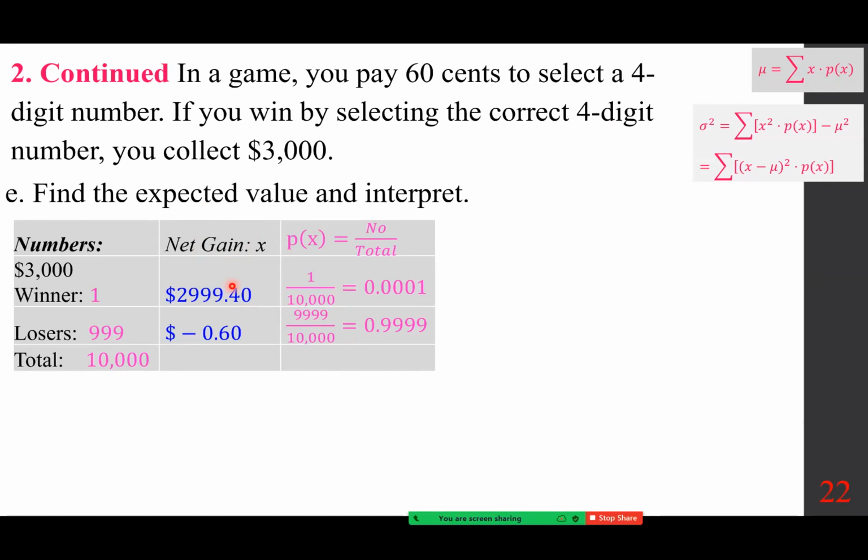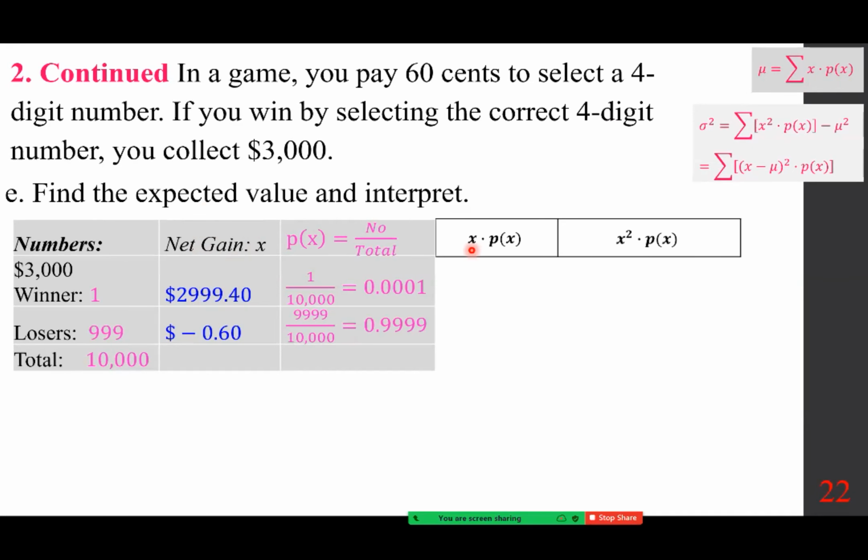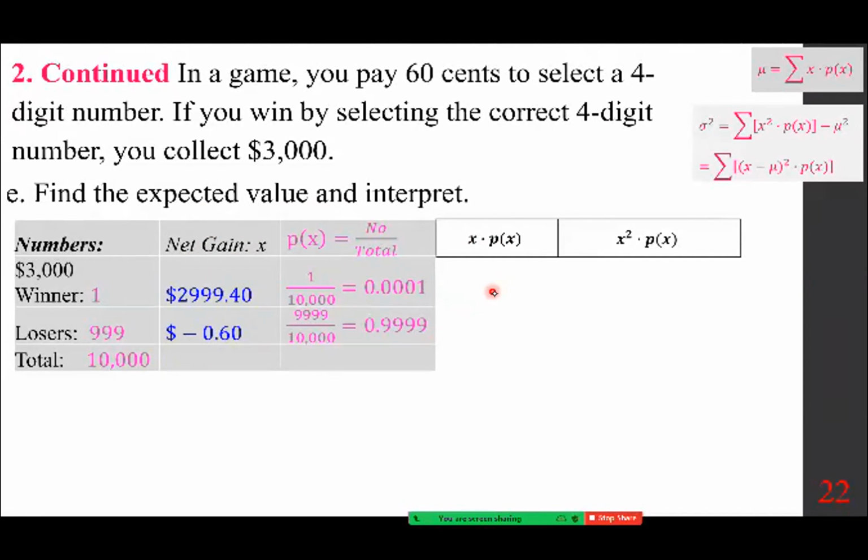So you multiply these two numbers. So that's what we are going to calculate, x times p of x. This is x, this is p of x from the previous page. Multiply these two numbers, write it here. Multiply these two numbers, write it here.